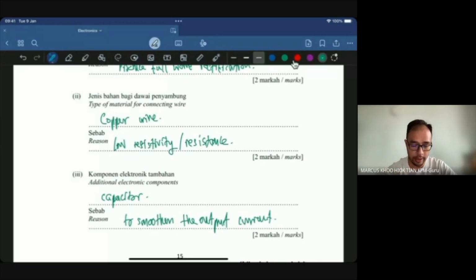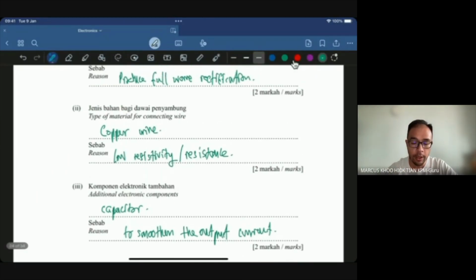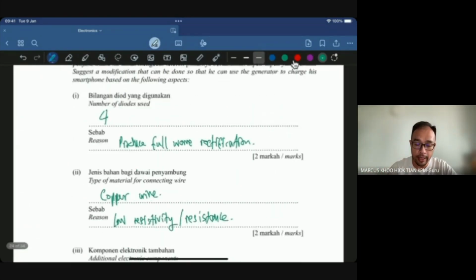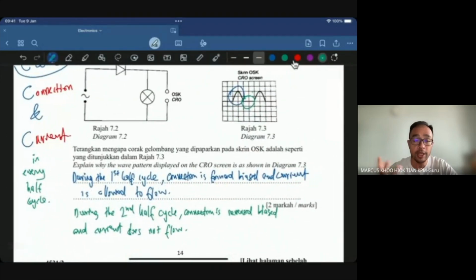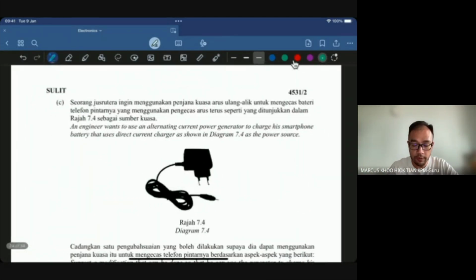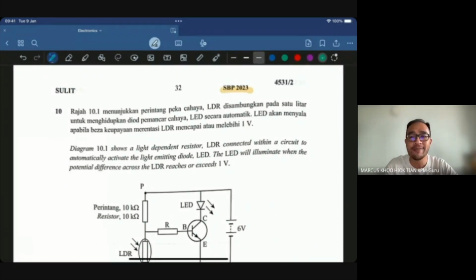Okay, to smoothen the output current. So this one, there's really not much variation over here, except that I like this question because it gives me a chance to talk about how to describe the half-wave rectification explanation. Okay, let's move on. At SBP. Okay, hang on. I think we got a few more to go. Okay, SBP, yeah.